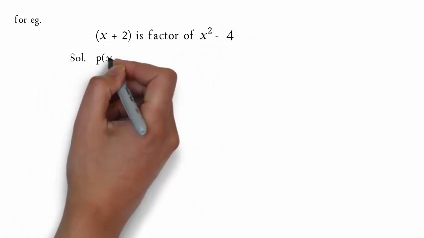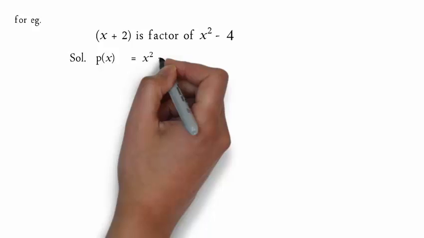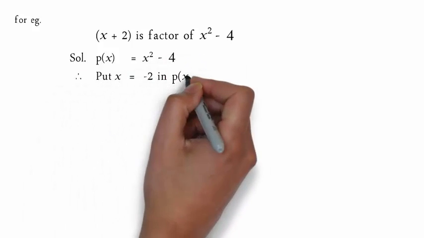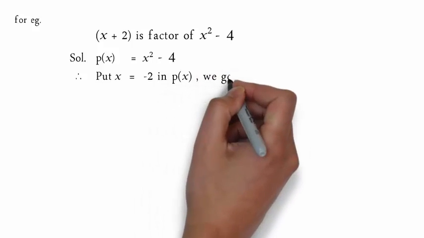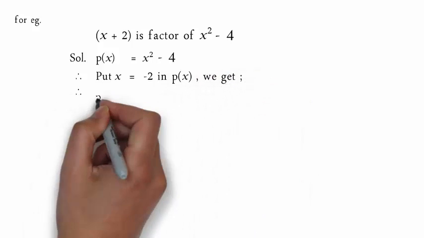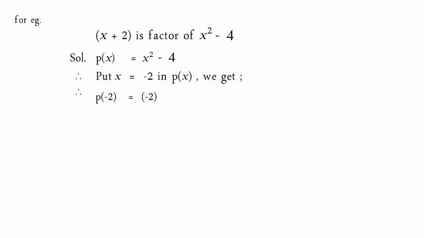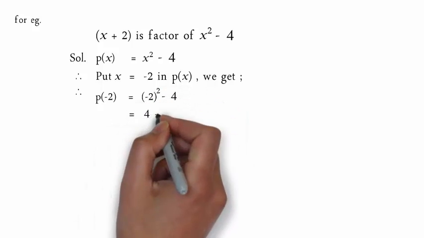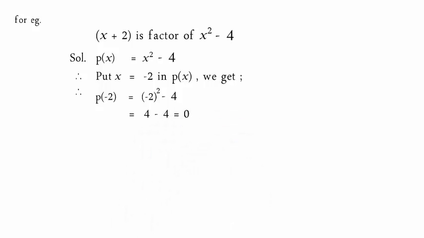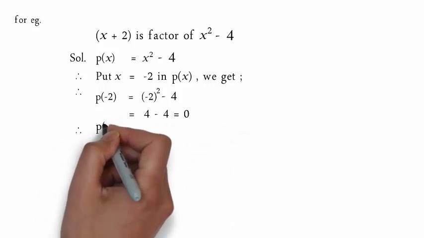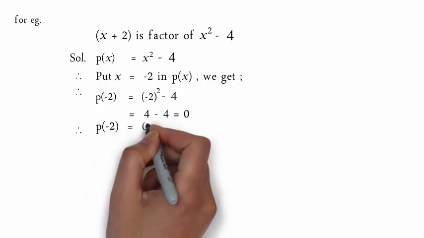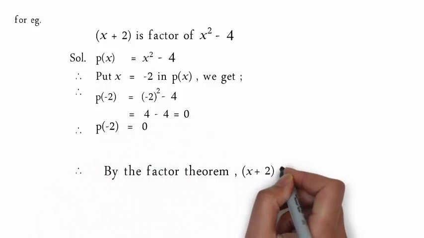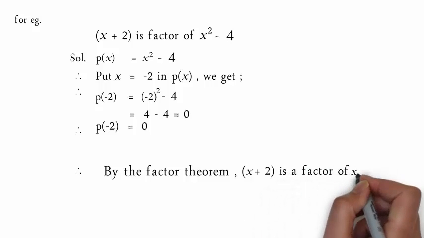Solution: p of x is equal to x squared minus 4. Put x as minus 2 in p of x and we get p of minus 2 is equal to minus 2 squared minus 4, which is equal to 4 minus 4, which comes to 0. Therefore, p of minus 2 is equal to 0. Therefore, by the factor theorem, x plus 2 is a factor of x squared minus 4.